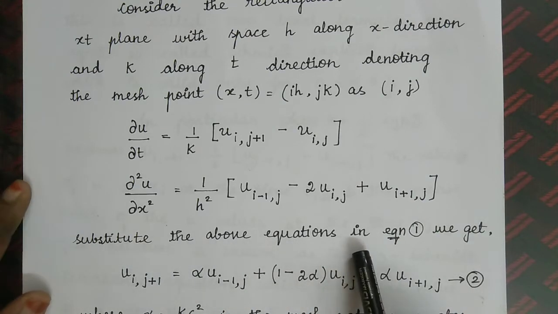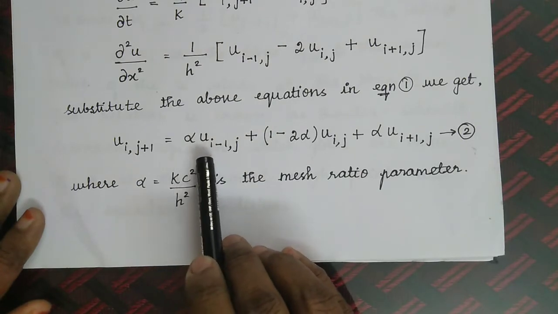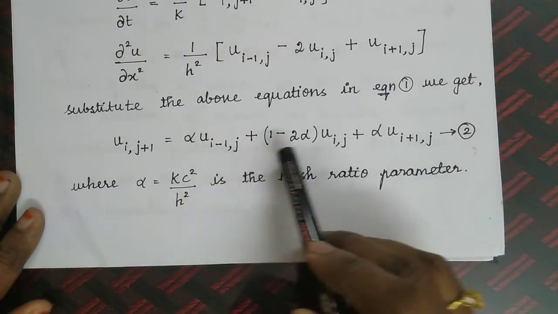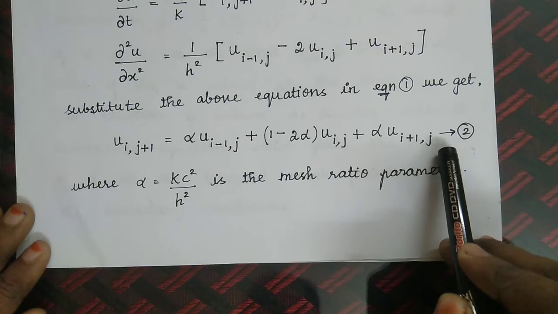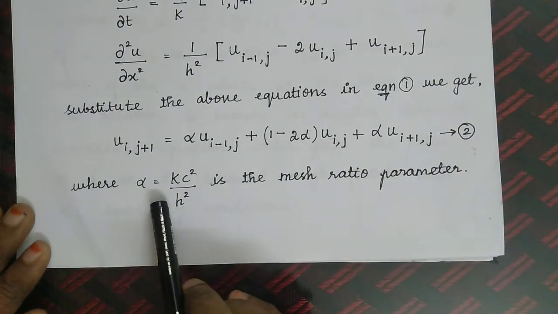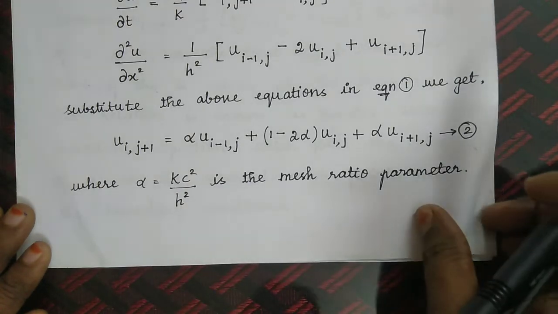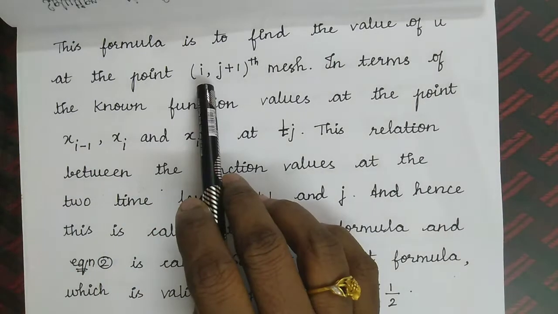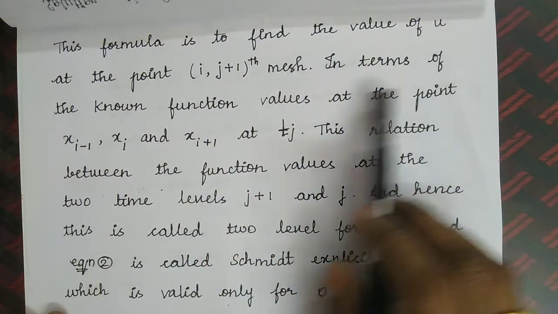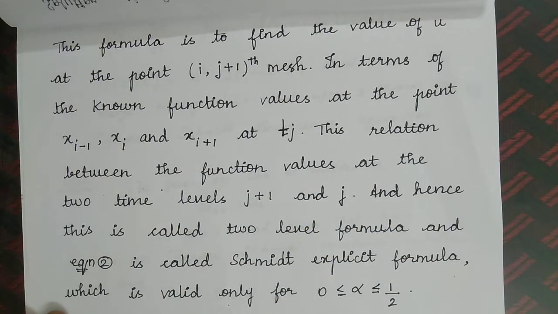Substituting the above equations in equation 1, we get u_i,j+1 = α u_i−1,j + (1 − 2α) u_i,j + α u_i+1,j, equation 2, where α = k c²/h² is the mesh ratio parameter. The formula finds the value of u at the mesh point (i, j+1) in terms of the known function values at the points x_i−1, x_i and x_i+1 at t_j.